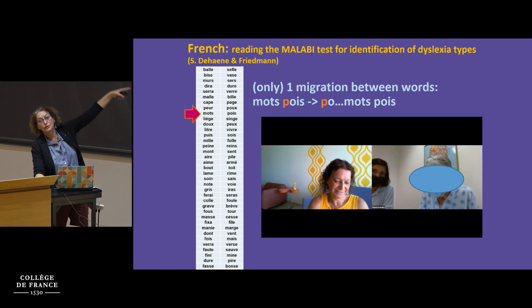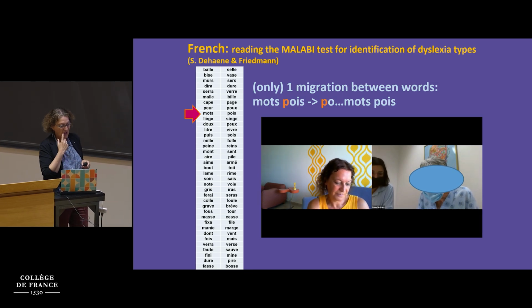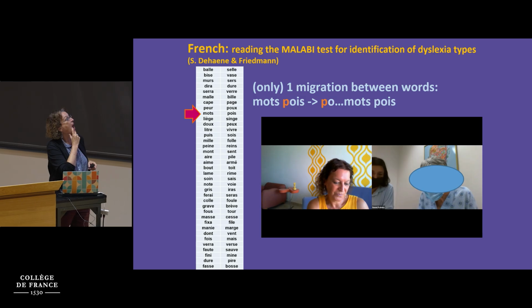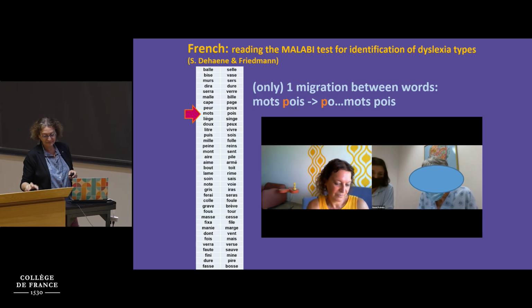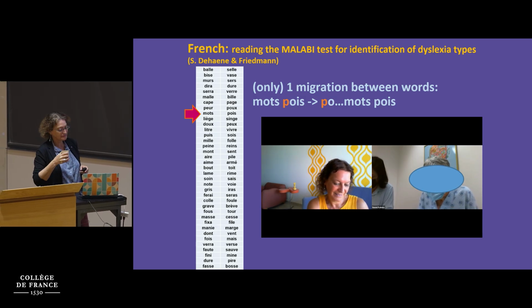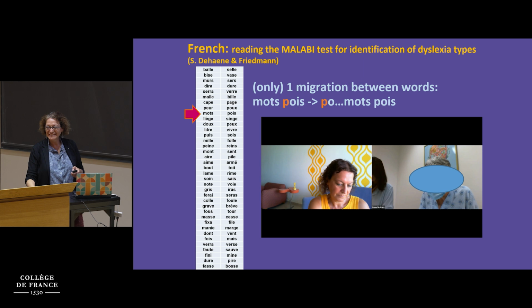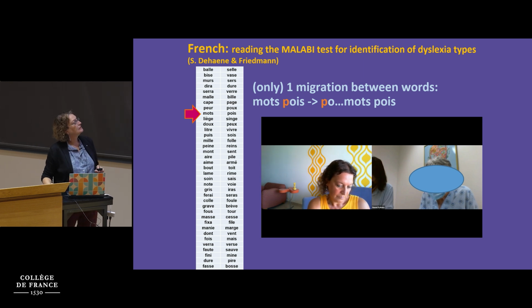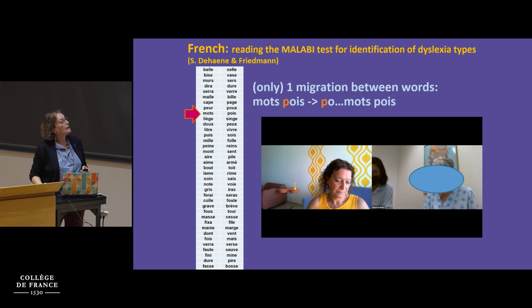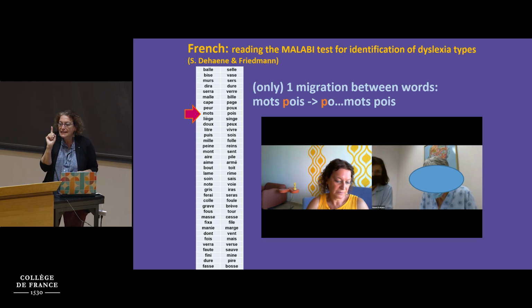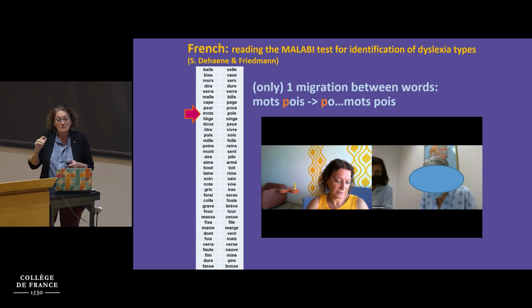And this is the list of words that she read. Bise vase, mur serre, dira dur, sera vert, mal bille, cap page, peur pou, mot poids, liège singe, doux peu, litre. Okay. But she made only a single error of migration between words.